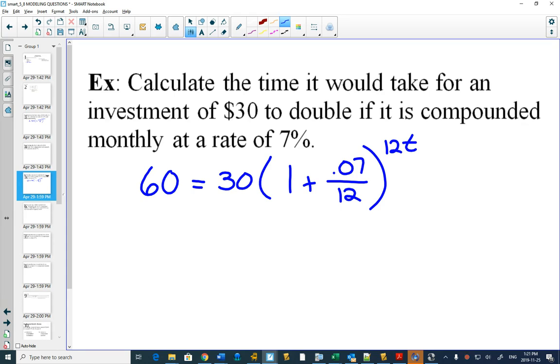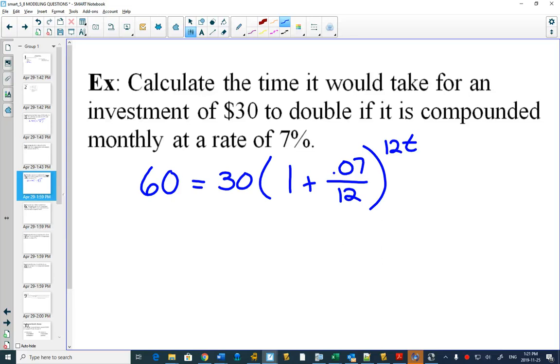How do we solve for things in an exponent? Well, we're going to have to use logarithms, and we have the one specific log law that lets you take an exponent out in front. That's why we have logarithms to solve this kind of equation.